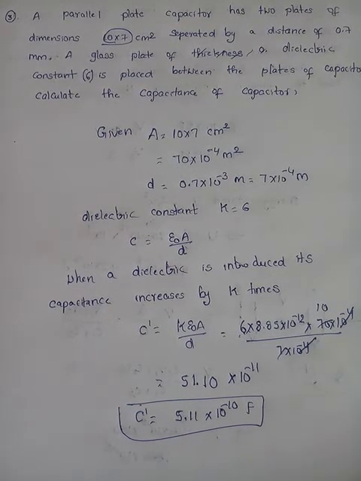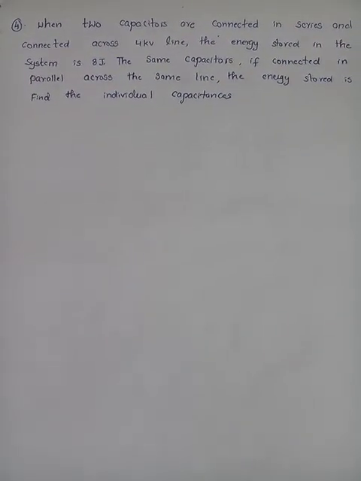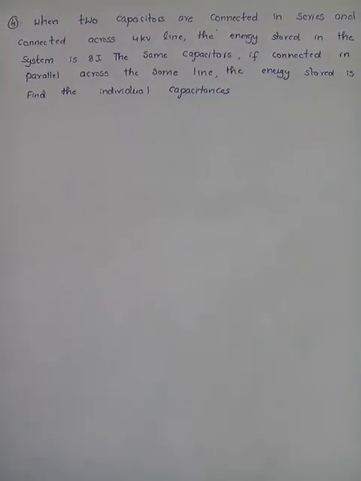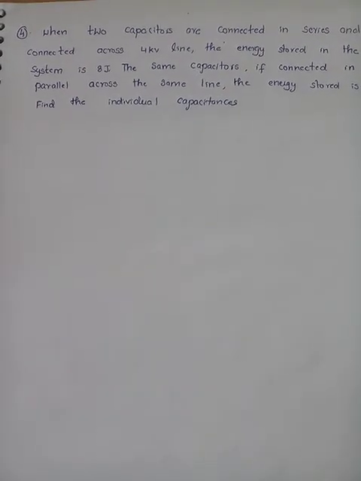And next, a very important problem. A similar question has been asked 2 to 3 times in the previous examinations. Just see here, we have to know the formula when two capacitors are connected in series, and the formula in parallel. When two capacitors are connected in series across a 4 kilovolt line, the energy stored in the system is 8 joules. If the same capacitors are connected in parallel across the same line, the energy stored is 36 joules.